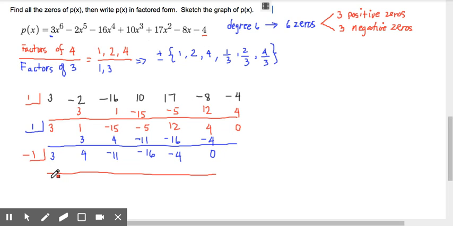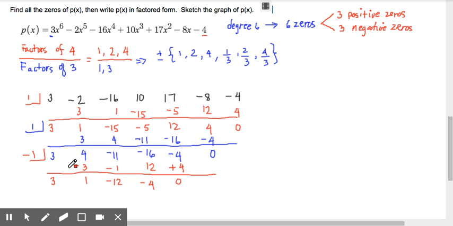So we bring down 3. So 3 times negative 1 is negative 3. 4 minus 3 is 1. 1 times negative 1 is negative 1. Negative 11 minus 1 is negative 12. Negative 12 times negative 1 is positive 12. Negative 16 plus 12 is negative 4. Negative 4 times negative 1 is positive 4. And we have opposites here, and therefore we get a 0. Okay. So we found our 3 zeros.